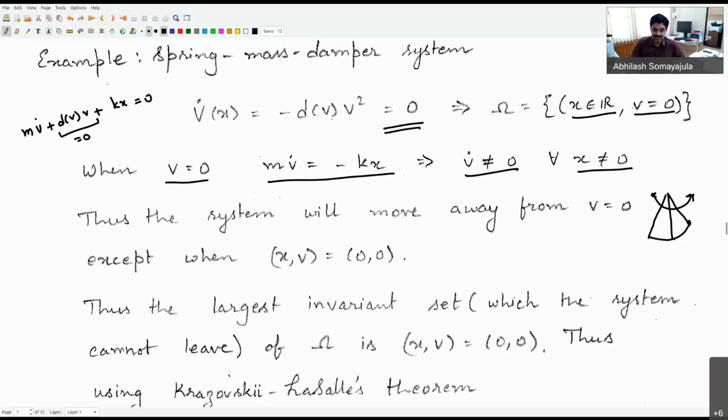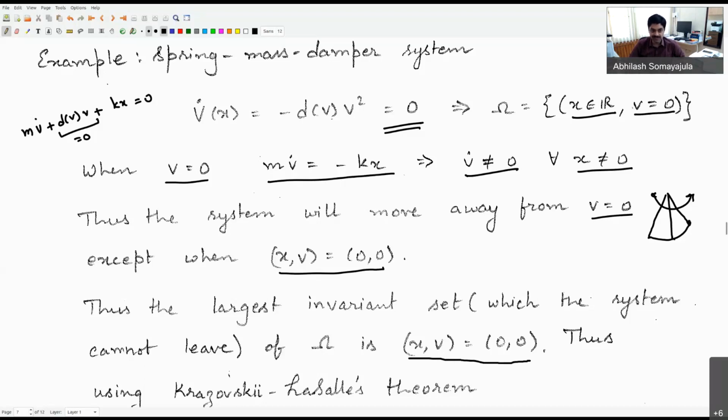So the system will move away from v equal to 0 except when we are at the equilibrium point. Except at that point, no matter where else I start in that omega set, I will move away from the omega set over time, which means that the largest invariant set which the system cannot leave of omega is just the equilibrium point 0, 0.